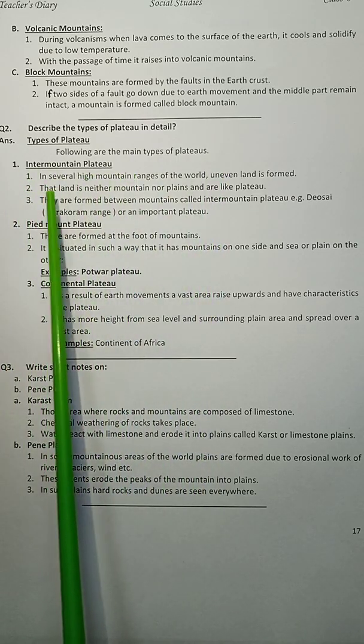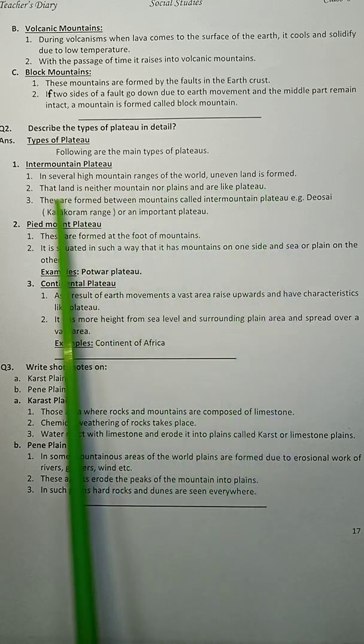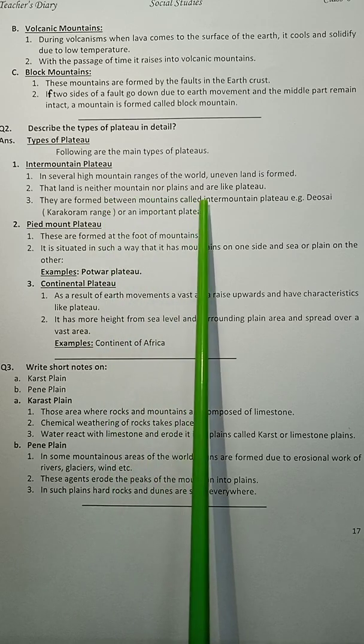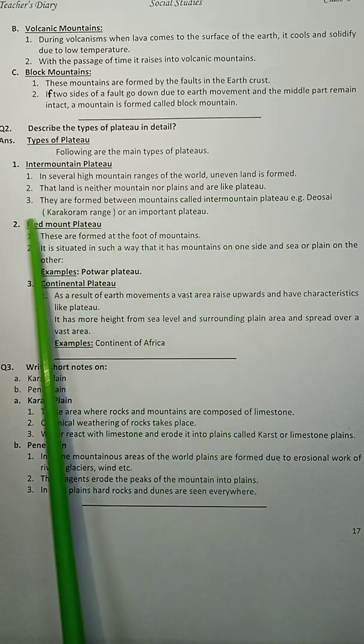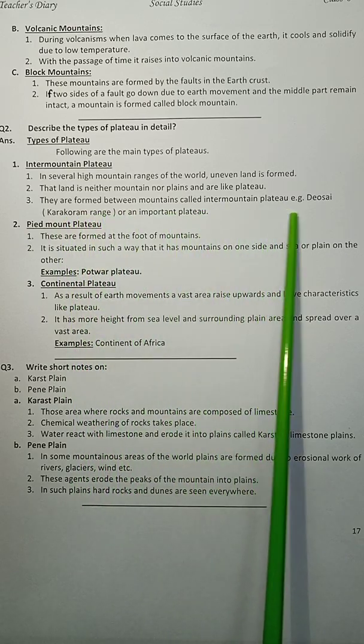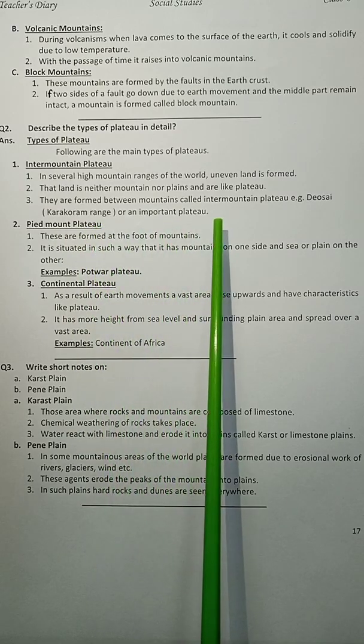Point number 1 is in several high mountain ranges of the world, uneven land is formed. Number 2, the land is neither mountain nor plains and is like a plateau. Point number 3, they are formed between mountains, called intermountain plateau, for example the Deosai in the Karakoram range is an important plateau.